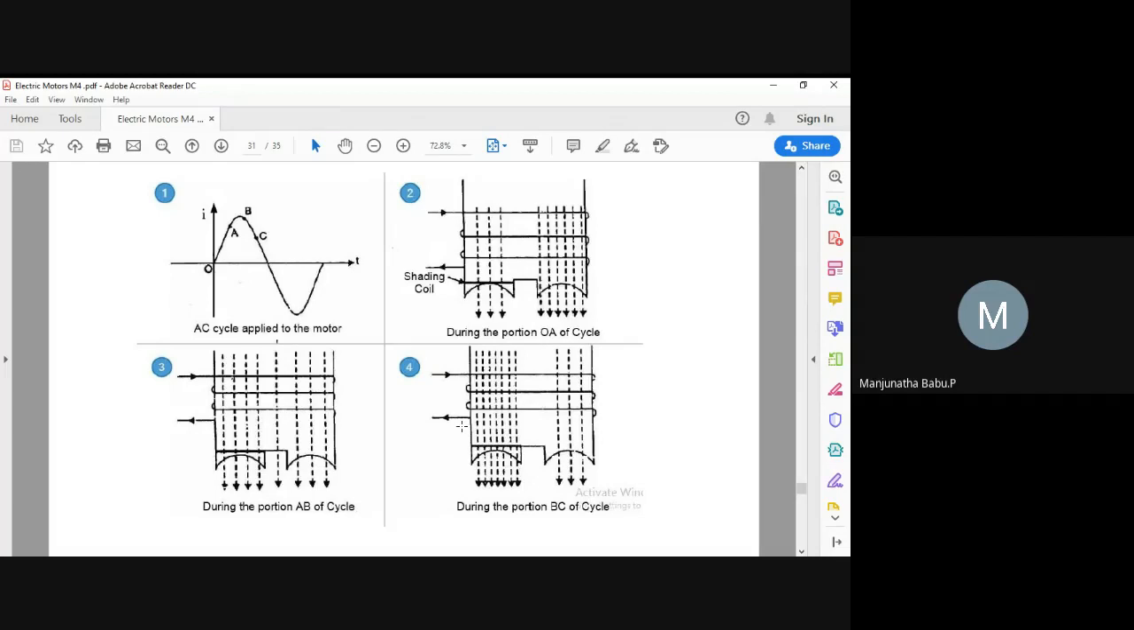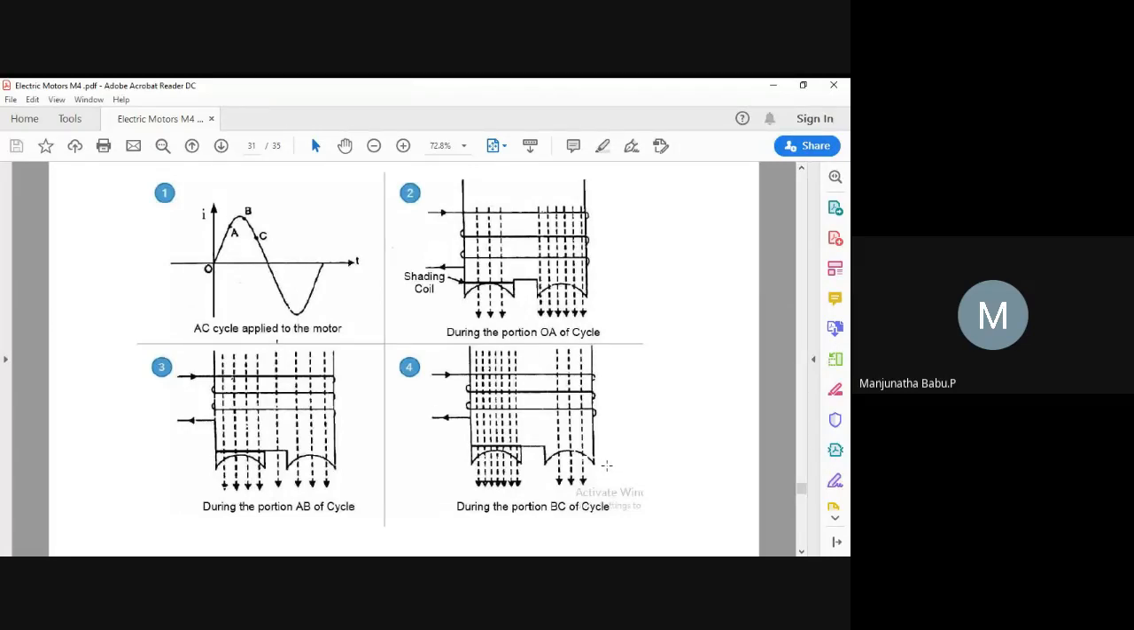So the flux in the shaded portion will have more strength, whereas in the unshaded portion it is weakened, which is opposite to that of diagram 2. So here, in the shaded portion there is a weaker flux, whereas in the unshaded portion the flux is stronger. When I go to figure 4, the flux produced in the shaded band is of more strength compared to the unshaded portions, and in the unshaded portion the flux is weakened.